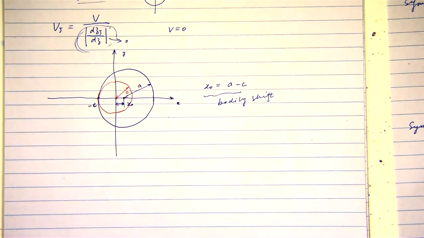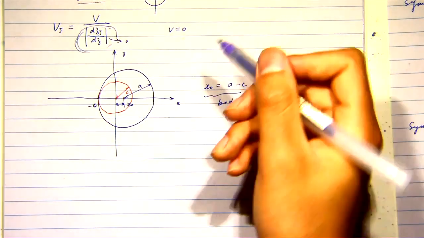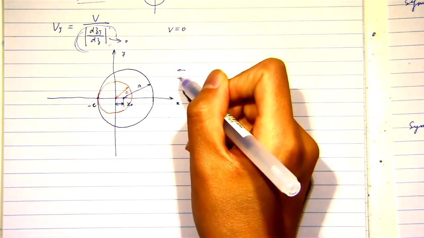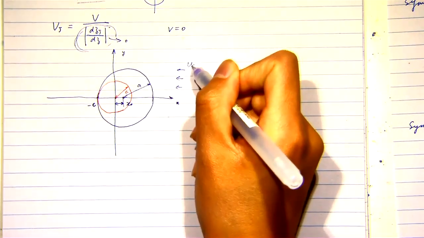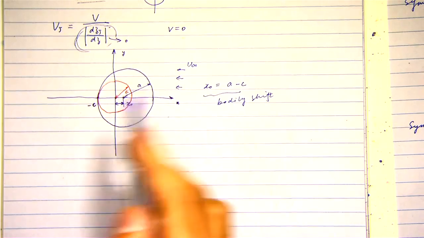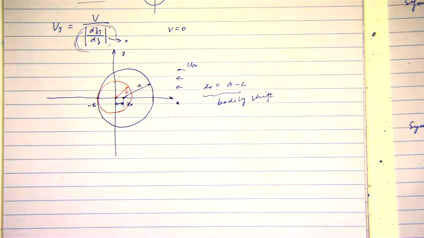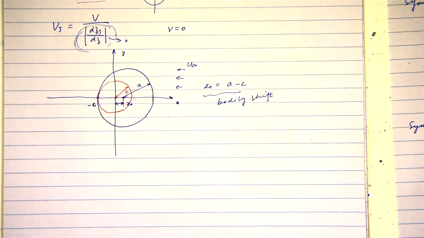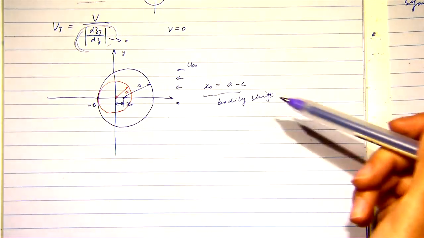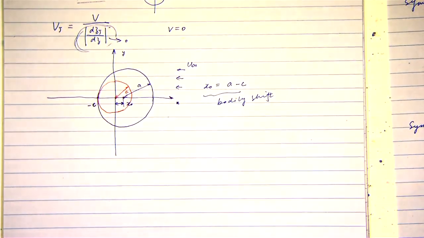And we can sketch the incoming flow on this graph as well. We have U infinity coming from right to the left. Okay, so this is the case of a symmetric airfoil, and in this configuration, the angle of attack is 0 because the incoming flow is just aligned with the x-axis. Okay, any questions so far?